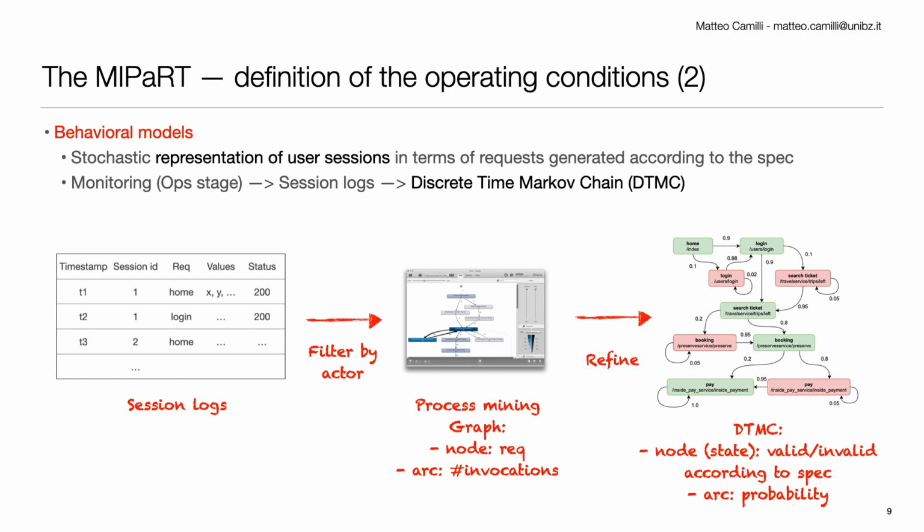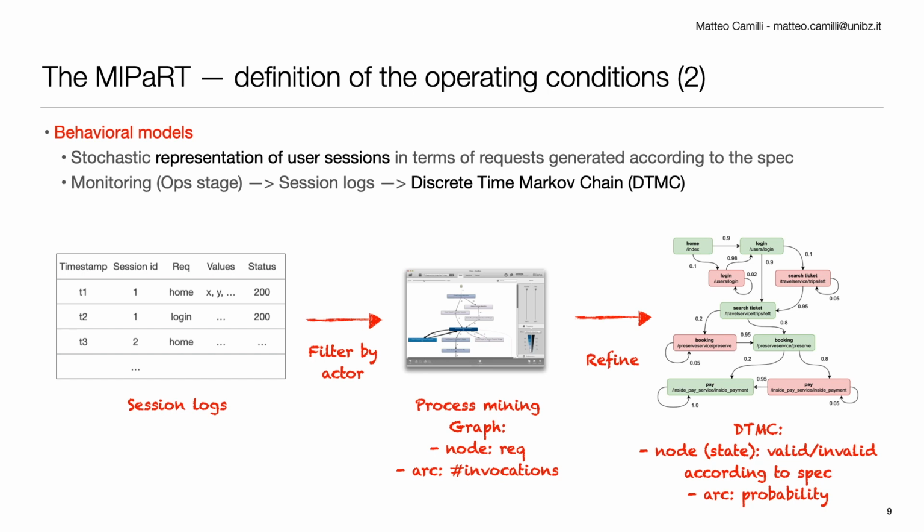So starting from the session logs, that contain requests along with timestamps, we can filter by actor, and we can build a graph representation using a process mining approach. In this case, in the graph, each node is a request, and arcs are annotated with the number of invocations.